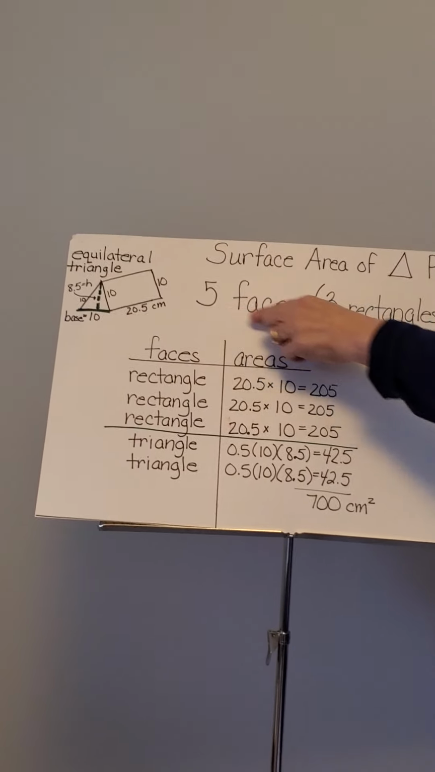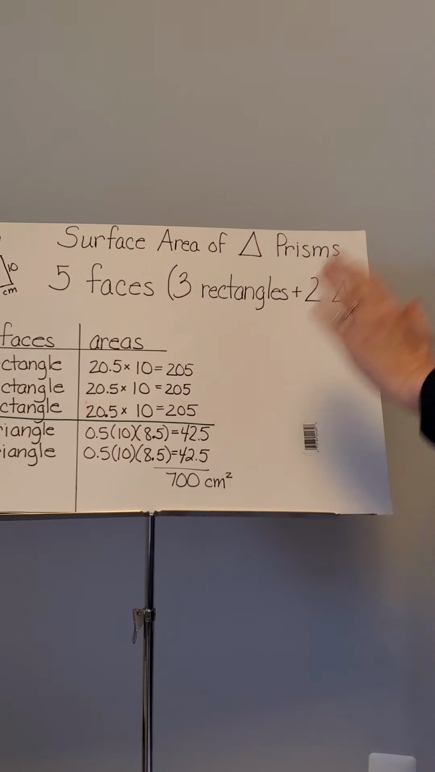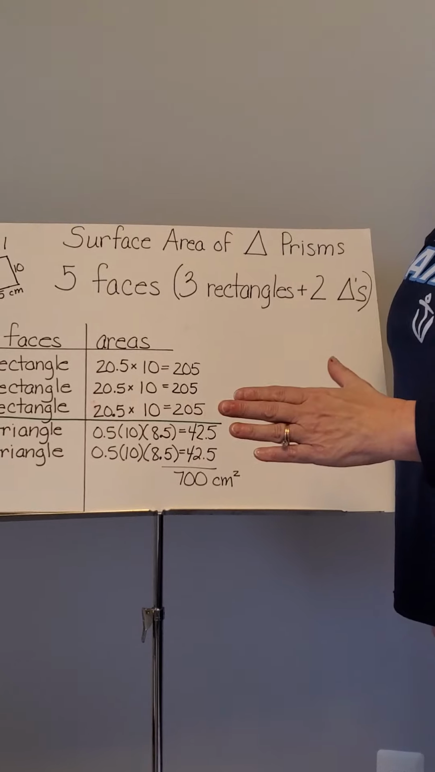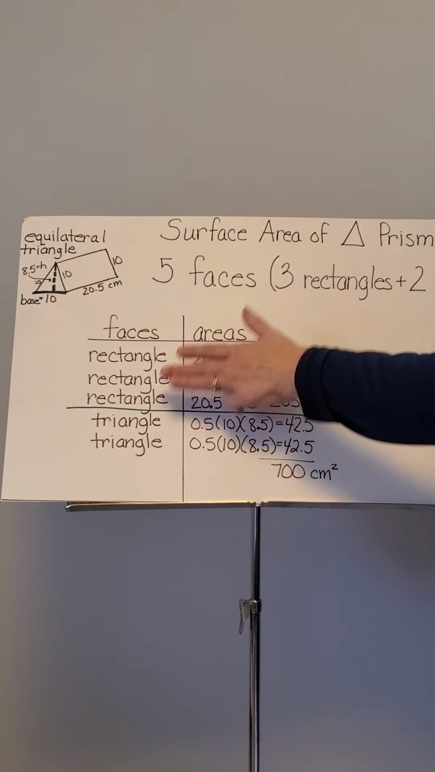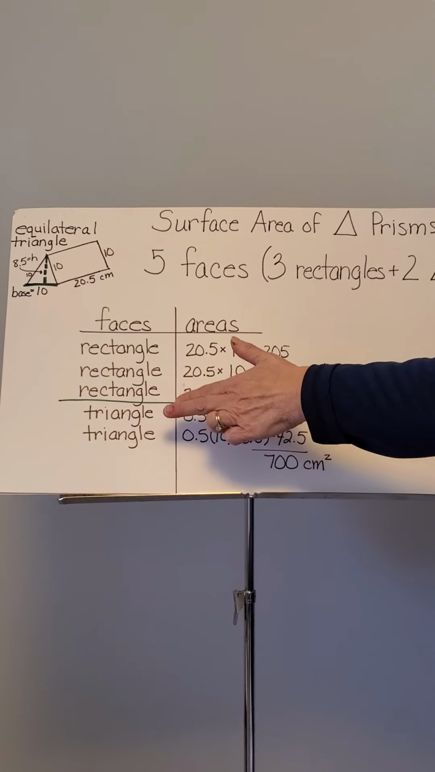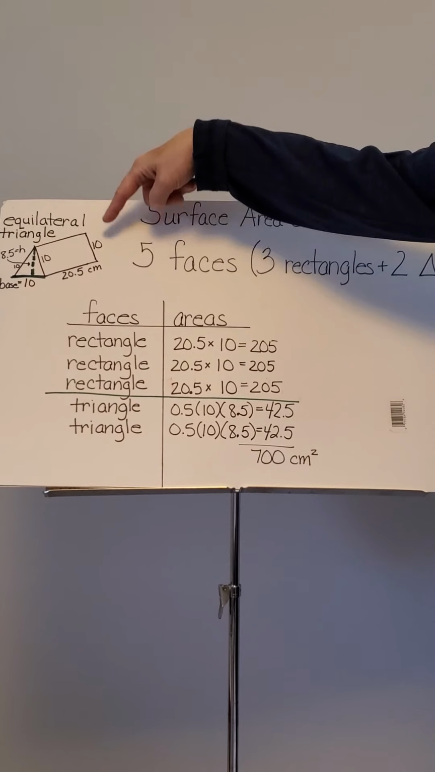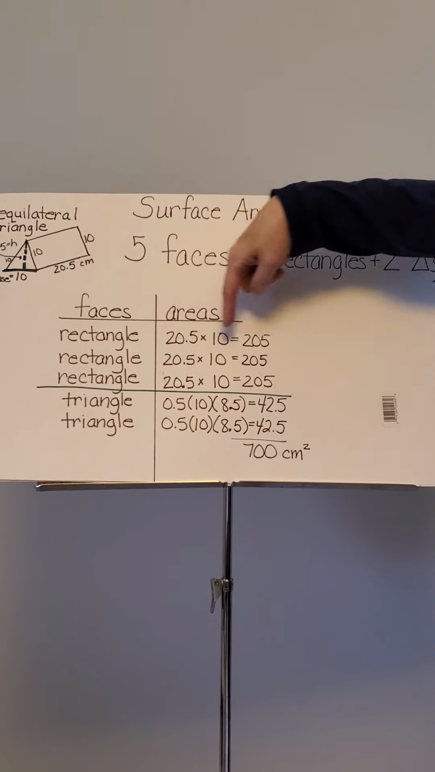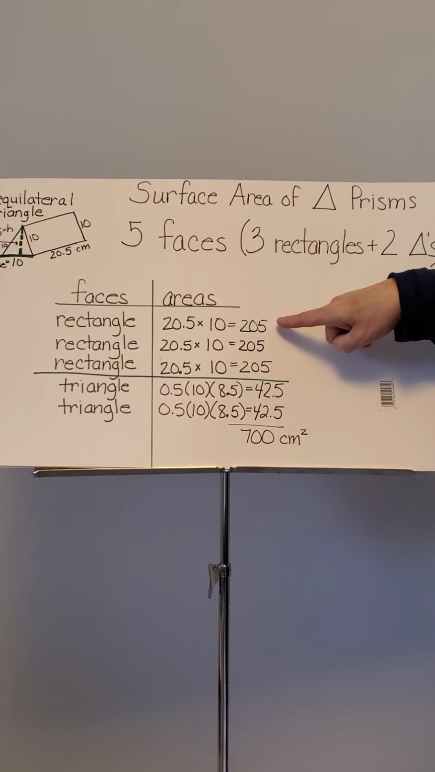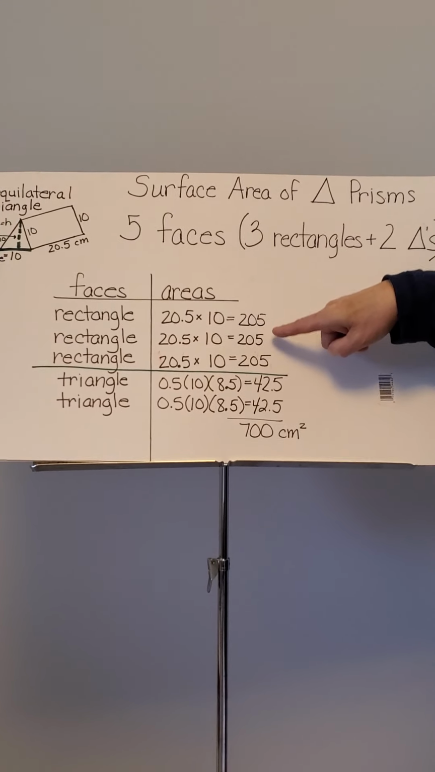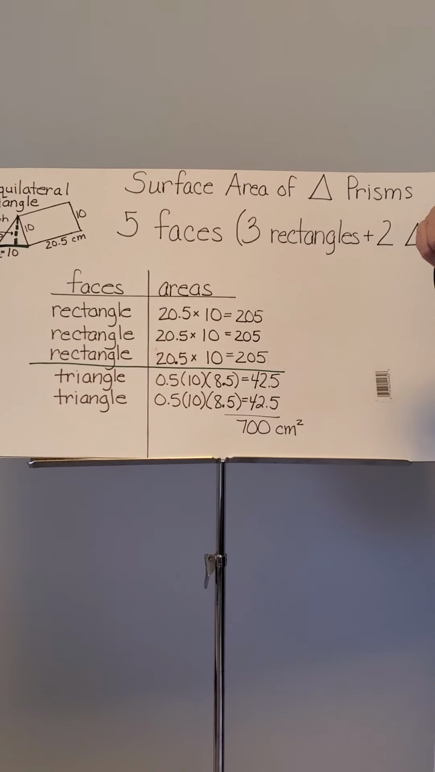Now, you keep hearing me say 5 faces. There's 3 rectangles and 2 triangles. The easiest way to compute triangular prism areas is just to list them. 3 rectangles listed with 2 triangles. These rectangles are all 20.5 centimeters by 10 centimeters high. So the area is just to multiply the base and height for every rectangle, which is 205 square centimeters, 205 square centimeters, 205 square centimeters.